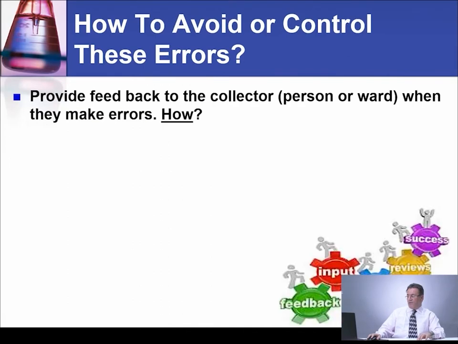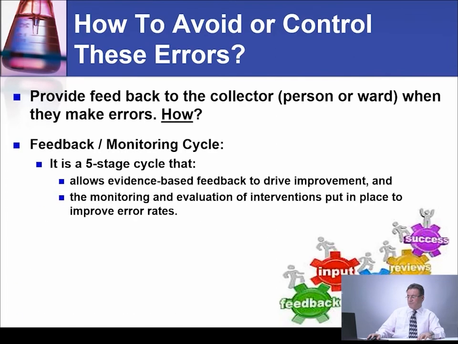You need to provide back to the collectors, whether it's a person or a group, feedback when they make errors. How? Feedback monitoring cycle. It's a 5-stage cycle that allows evidence-based feedback to drive improvement, and the monitoring of evaluation interventions put in place to improve error rates.